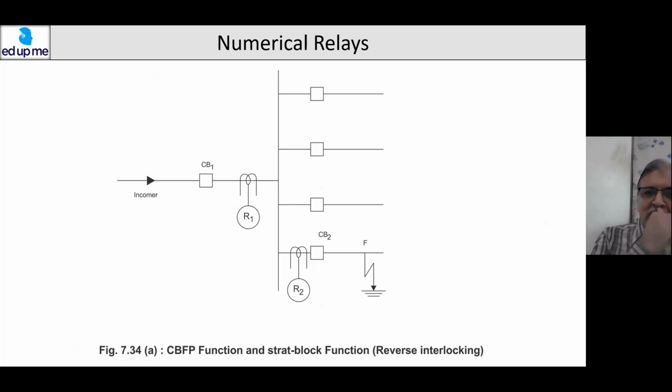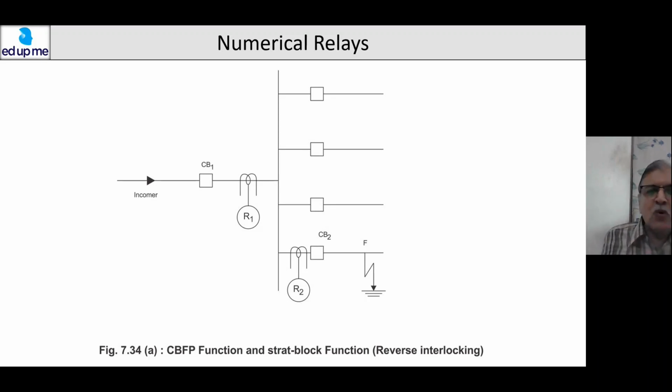Not only that, but another facility is reverse interlocking. That is, relay R2 senses the fault within 20 milliseconds. Once it senses the fault, it generates a start signal. And that start signal can be used to block the operation of relay R1. So now the time discriminative margin between R1 and R2, some 40 millisecond is enough.